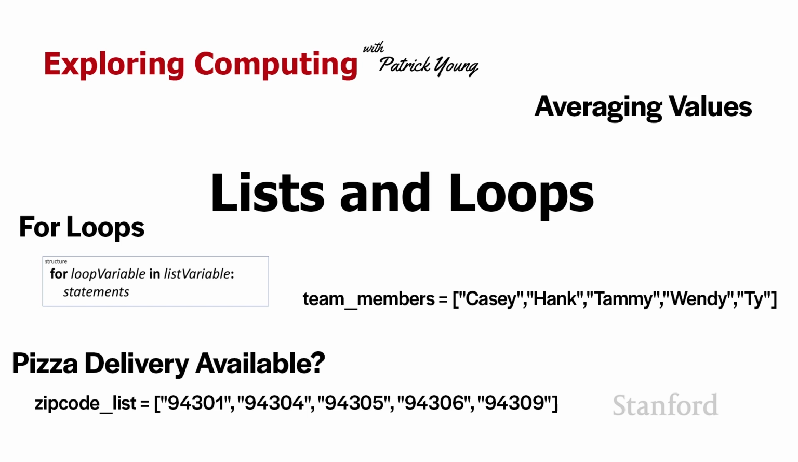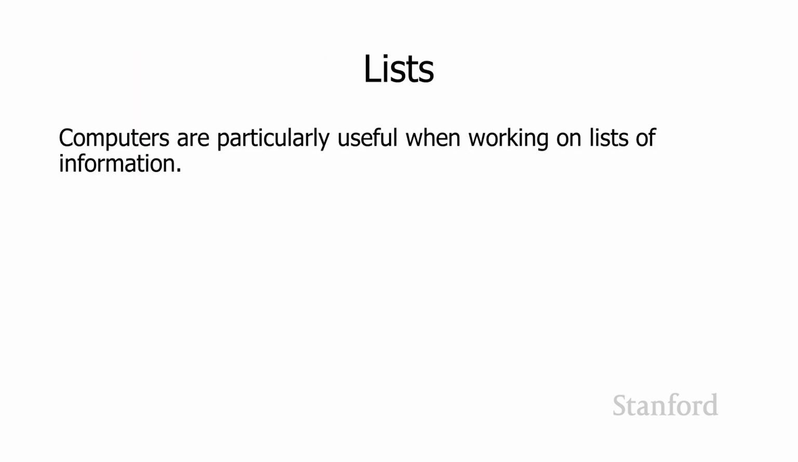So computers, on the other hand, don't care how many items there are, and they're really good at carrying out the exact same calculation on each of the different people in a list, or each of the different bank accounts on a list, or each of the different whatever you have in the list. So lists are super common when processing information on the computer, and computers are great at processing lots of information.